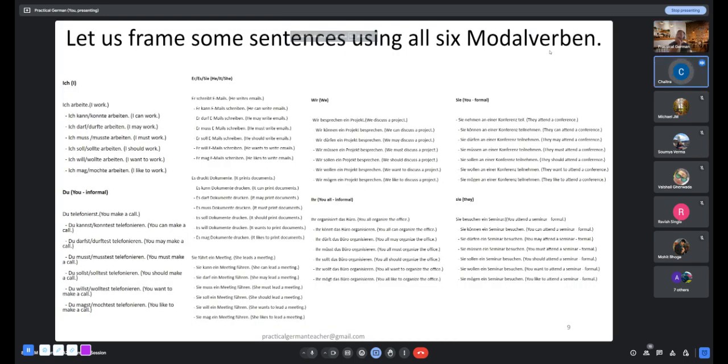The screen is yet to show up. Er musste Dokumente drucken. Er sollte Dokumente drucken. Es soll Dokumente drucken. Es wollte Dokumente drucken. Es mochte Dokumente drucken. So for sie, führt is the same. Okay, you can do it.